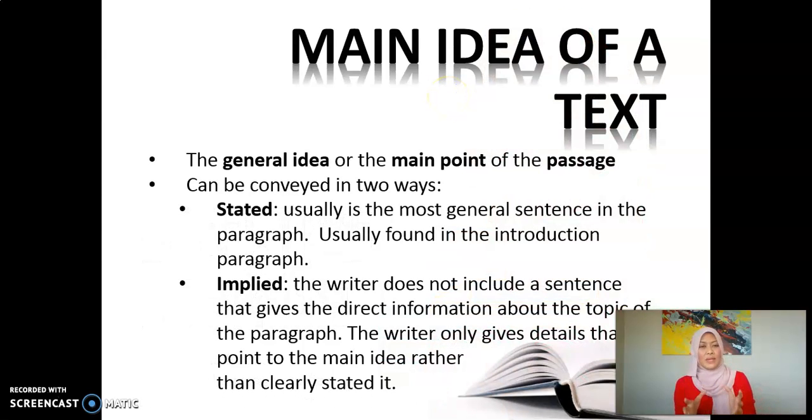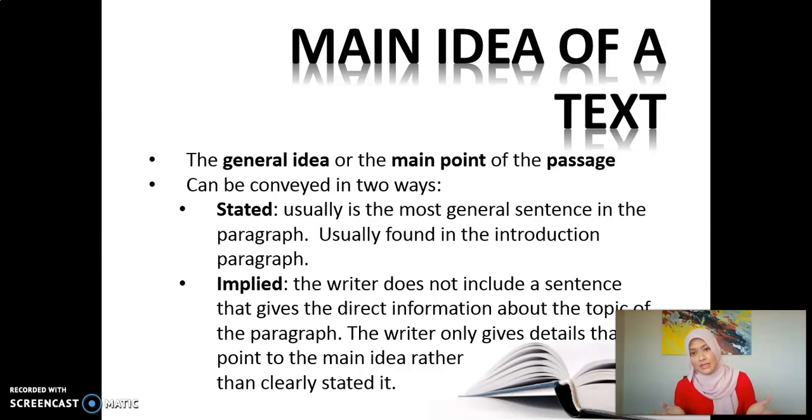When we talk about main idea, actually it refers to the general idea or the main point of the passage. It can be conveyed in two ways, stated or implied. If it's stated, usually you can easily spot it in the most general sentence in the paragraph. You can always find it in the introduction paragraph.